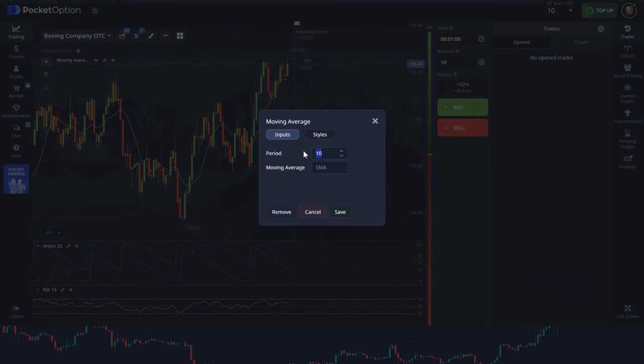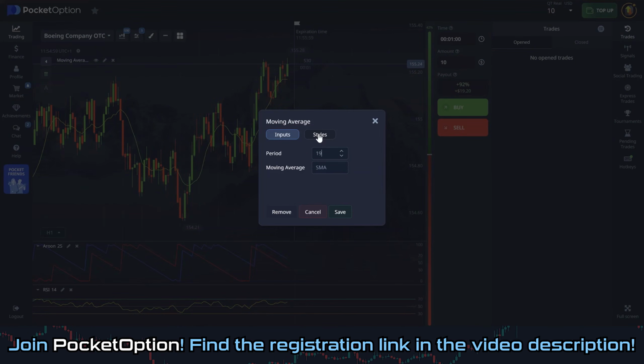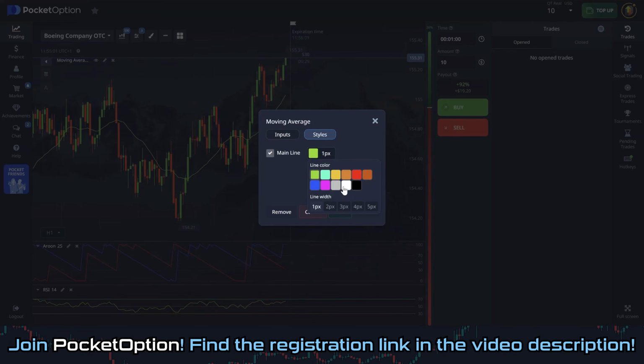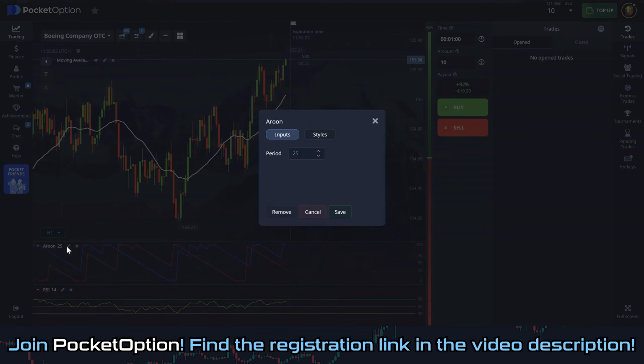Open settings for moving average and set period to 19. I set a visible color and increase thickness of the line. For the Aroon indicator, set the period to 16.